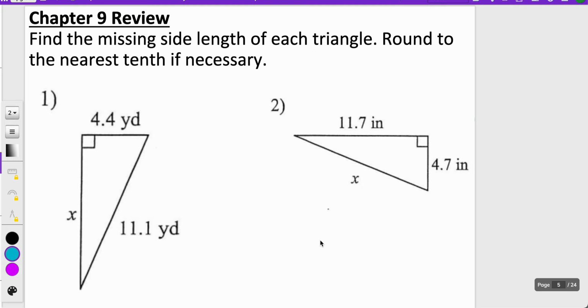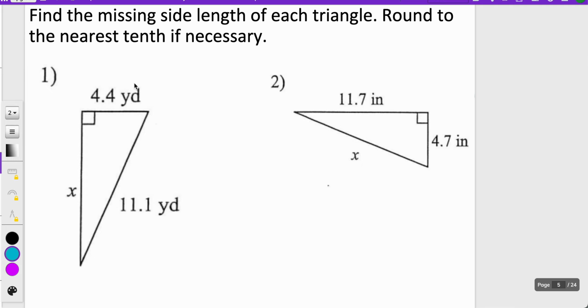Today we're going to look at our Chapter 9 test review, so we'll get started right away. The first few questions are going to be all right angles or all right triangles, and to find missing lengths, we can use the Pythagorean theorem of a squared plus b squared equals c squared.